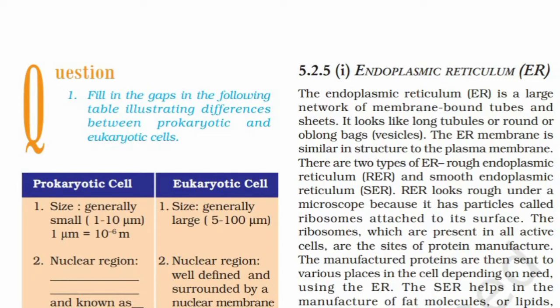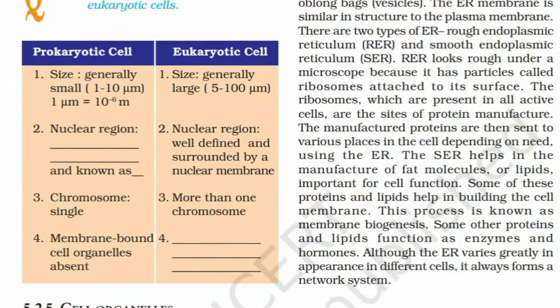On the RER there are particles, and these particles are called ribosomes. The ribosomes, which are present in all active cells, are the sites of protein manufacture. So we have to remember protein manufacture is done in the ribosomes. And where are ribosomes? They are on the surface of the RER. The manufactured proteins are then sent to various places in the cell depending on need using the ER.